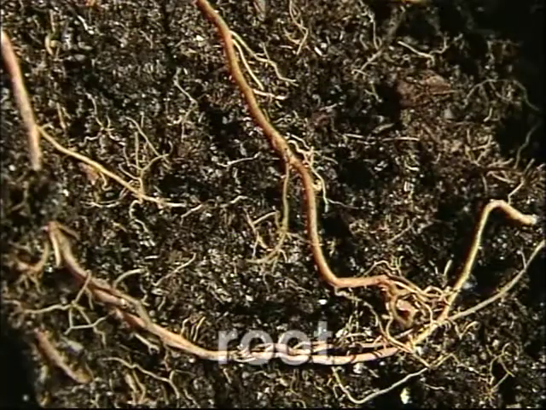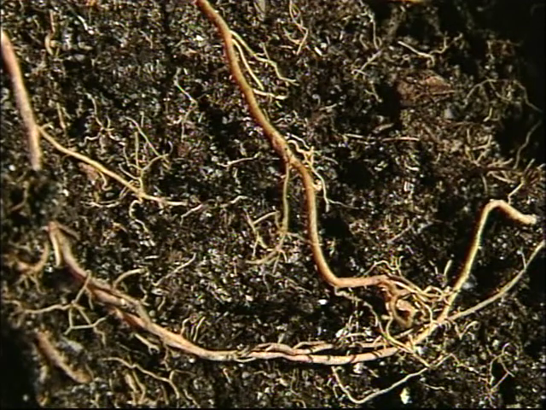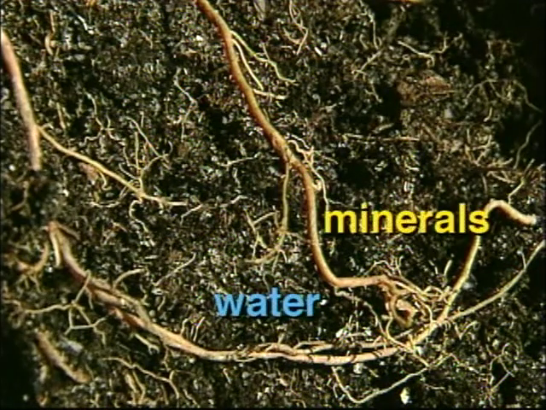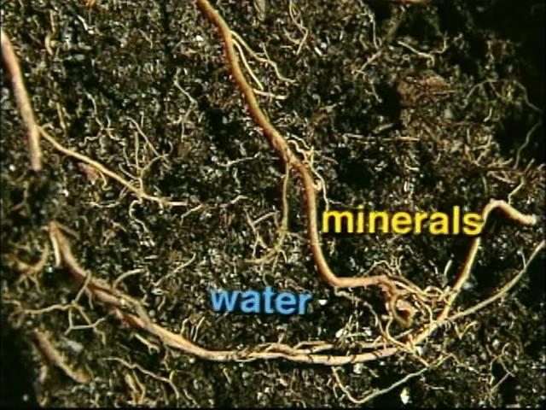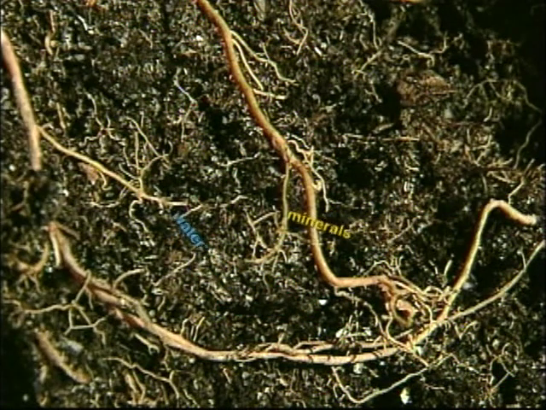Even though all plants look different, they have similar parts. The first part of the plant we're going to look at is called the root. The root of the plant performs some very important functions. Roots anchor the plant in the soil, they draw the water and minerals from the soil needed to make food, and serve as places to store food.